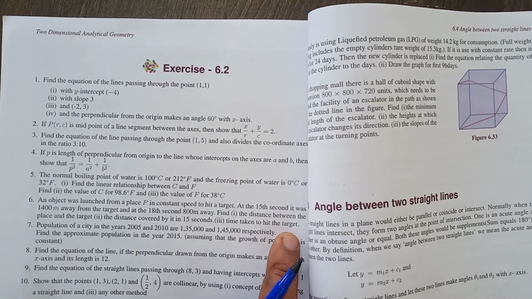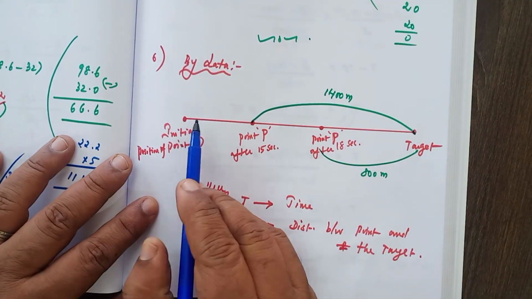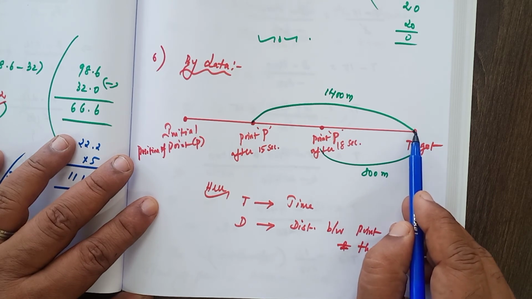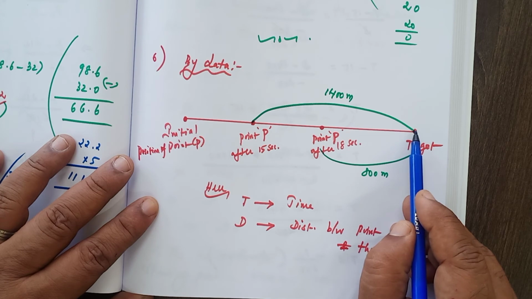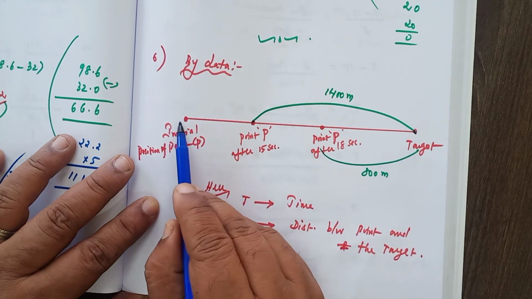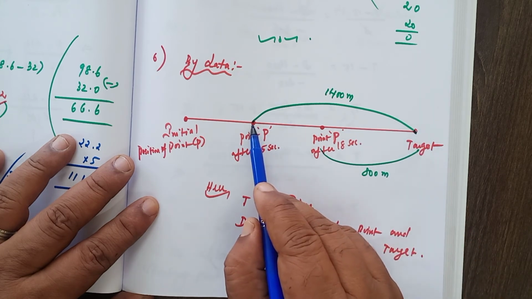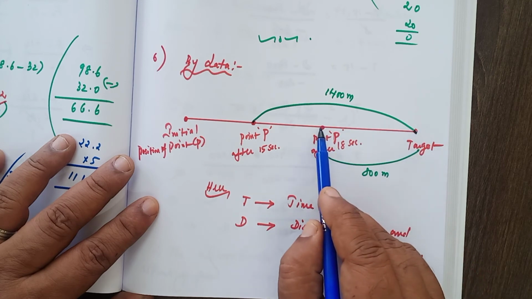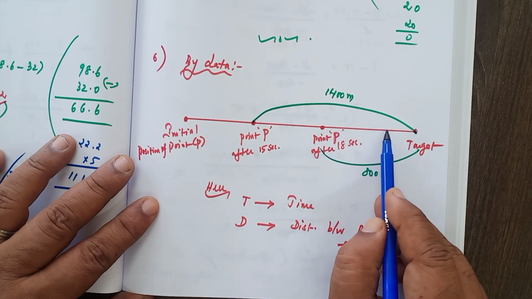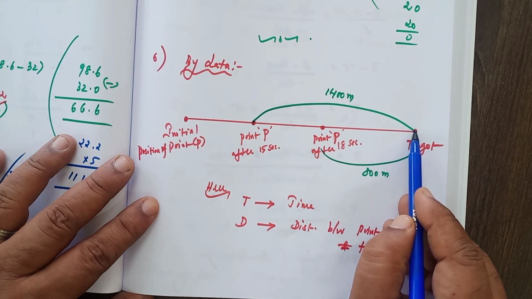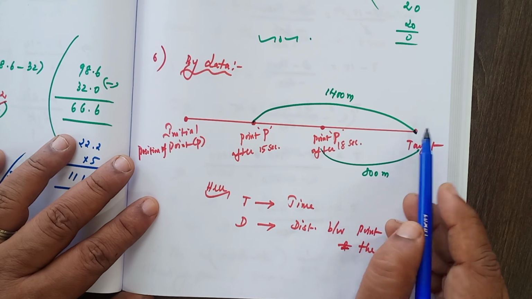Find the time taken to hit the target. When the object is moving from here to there, when the object hits the target, the distance between the object and the target will obviously be 0. From here to here is 4400. After 15 seconds, just 1400. After 18 seconds, 800. It keeps on reducing. When the object hits the target, the distance between the object and the target will be 0.